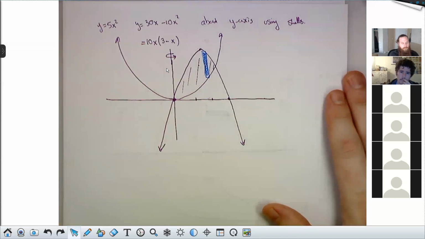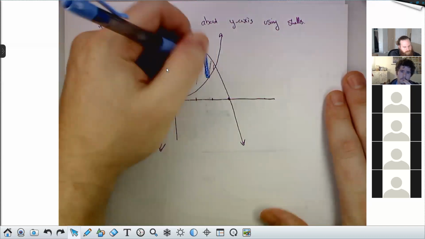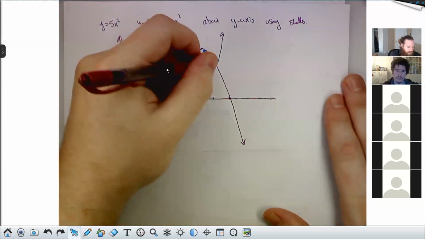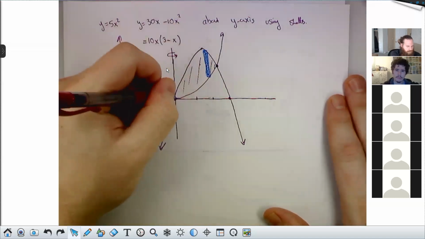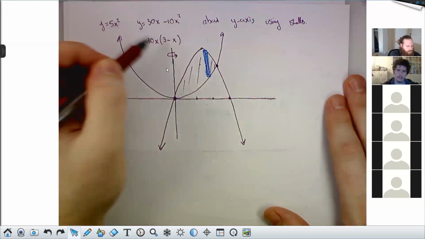I just found my mistake. No, it still doesn't hurt to go through the process. So what would I do next? I set the equations equal to each other to find the bounds. We'll need that, because my region is defined by these intersection points. One of them is clearly zero because these are both zero at zero.